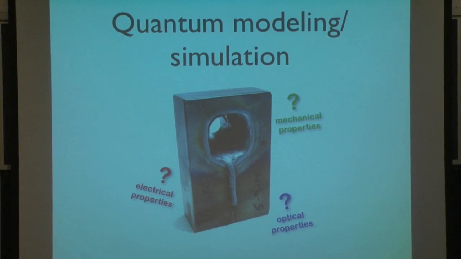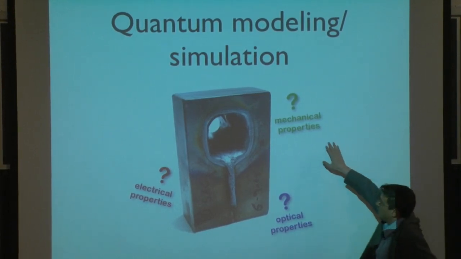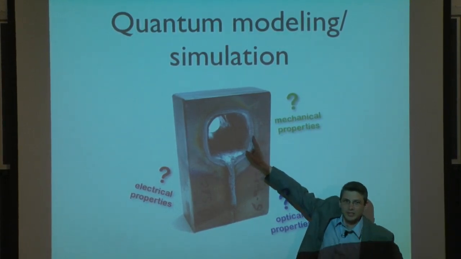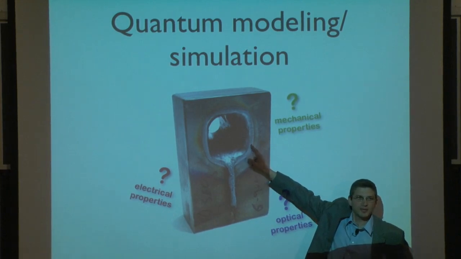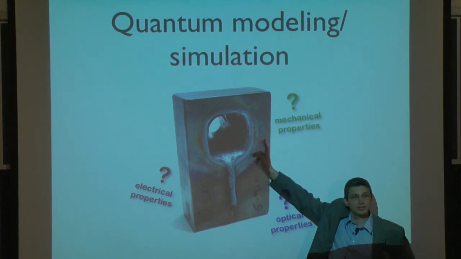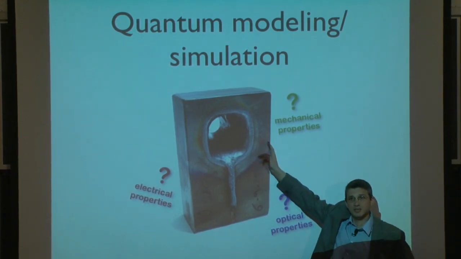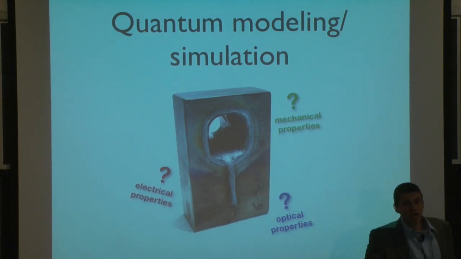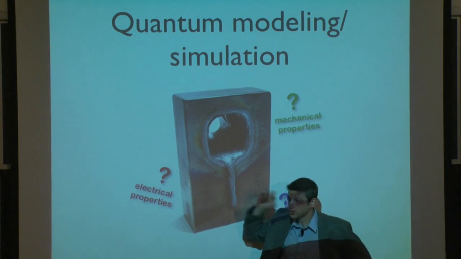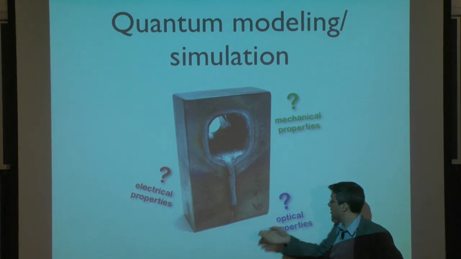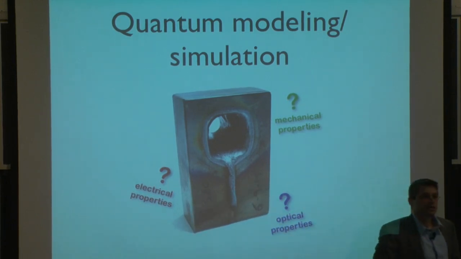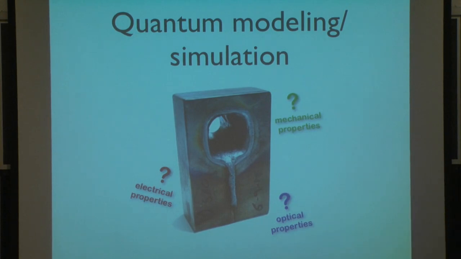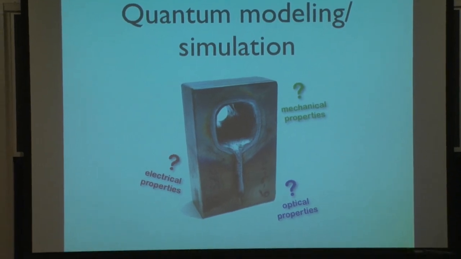So if you want to know the mechanical properties, and you have a good potential for this piece of iron, you could do classical mechanics. But if you want to understand the mechanical properties and you don't have a good potential, well, you may need quantum mechanics. And certainly if you want to understand the electrical properties or the optical properties, can you do that with classical potentials? Tell me why. Why can't I get electrical properties with classical potentials?